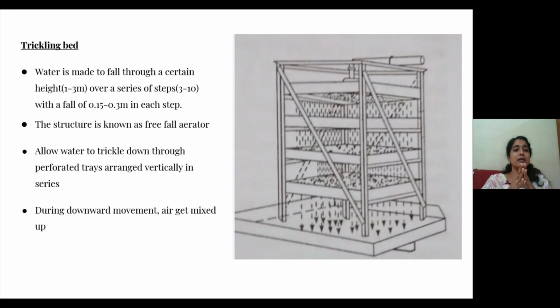In this, the total height of a trickling bed will be 1 to 3 meter over a series of steps, which will be 3 to 10 layers, and the falling height will be 0.15 to 0.3 meter in each step. This structure is known as a free fall aerator, and it allows the water to trickle down through these layers or steps provided in the trickling bed.